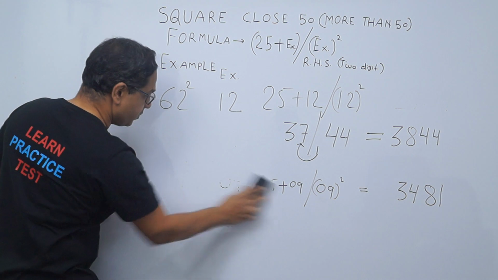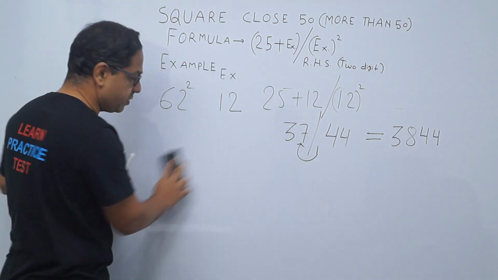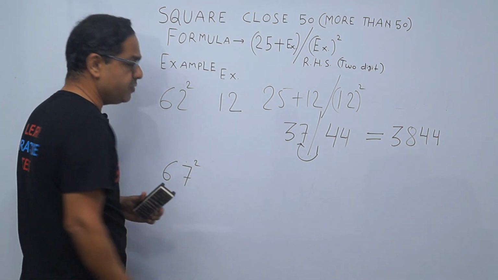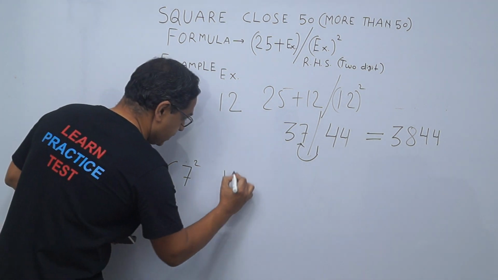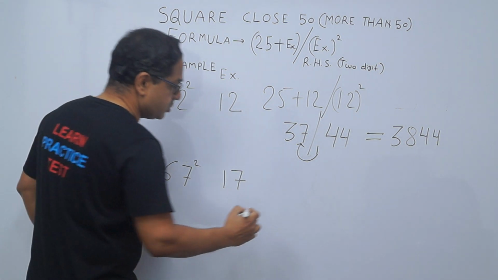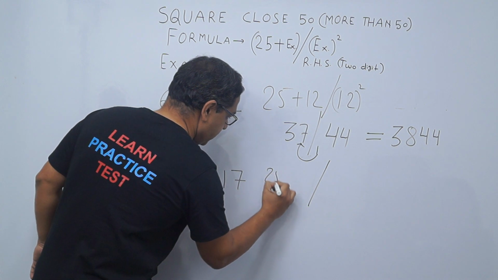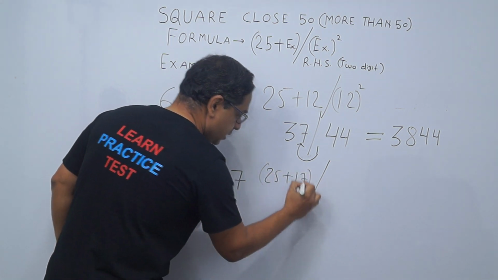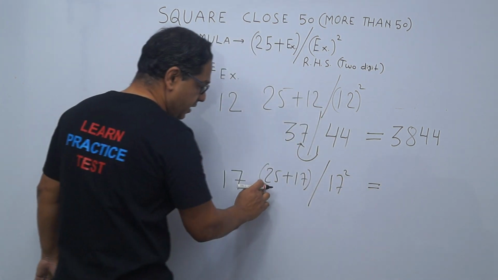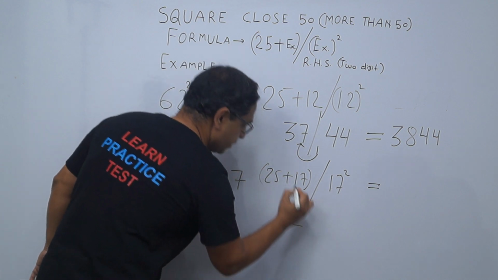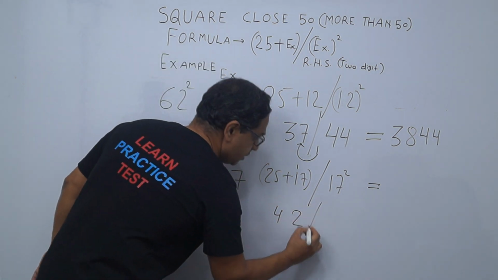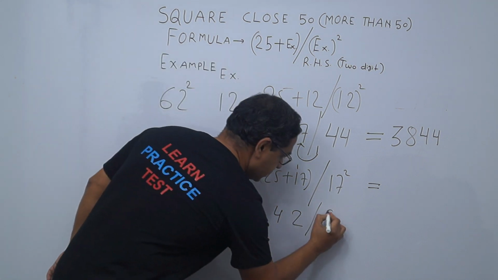We take one more example of a number which involves a carryover. We take one last example of this: if we want to square 67, it is 17 more than 50. So on the left hand side we have 25 plus 17, and on the right side we have 17 square. 25 plus 17 is 42. Clear? And on the right hand side we have 17 square, which is nothing but 289.